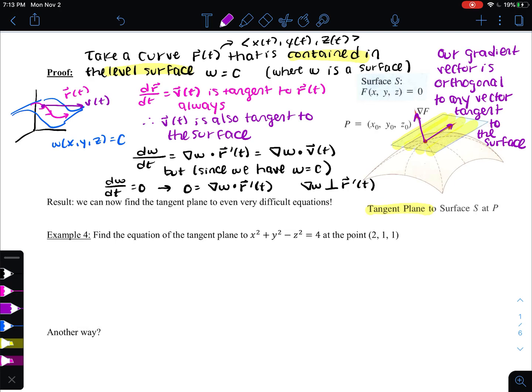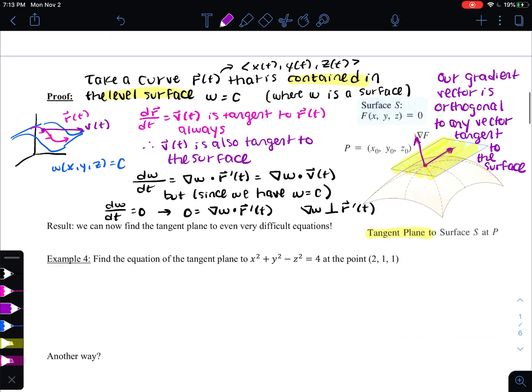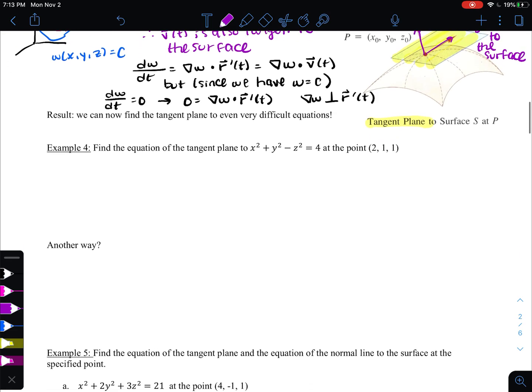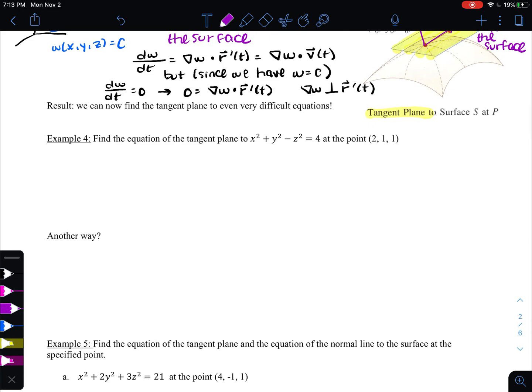Our big conclusion here, what that little proof was just showing us, is that for any level surface, and in fact, if you look back at these examples in the field notes, for any level curve, our gradient vector is going to be orthogonal. That allows us to use the gradient vector as our normal vector for any tangent plane. So let me show you, just walk through example 4, how that makes this so much easier.